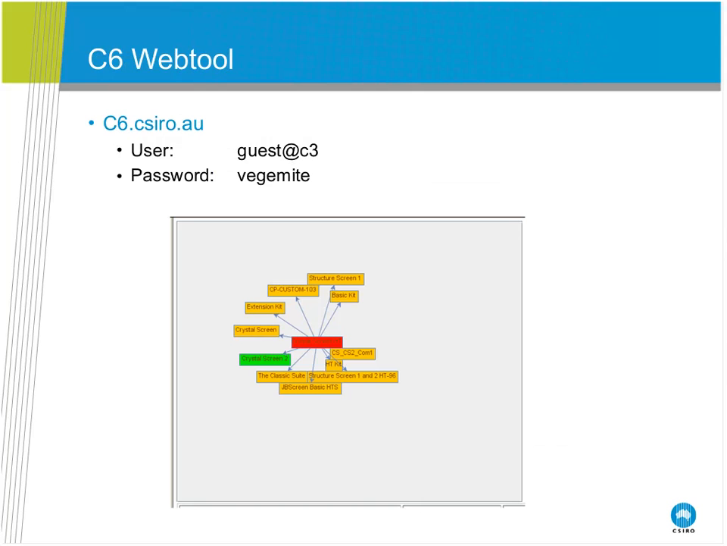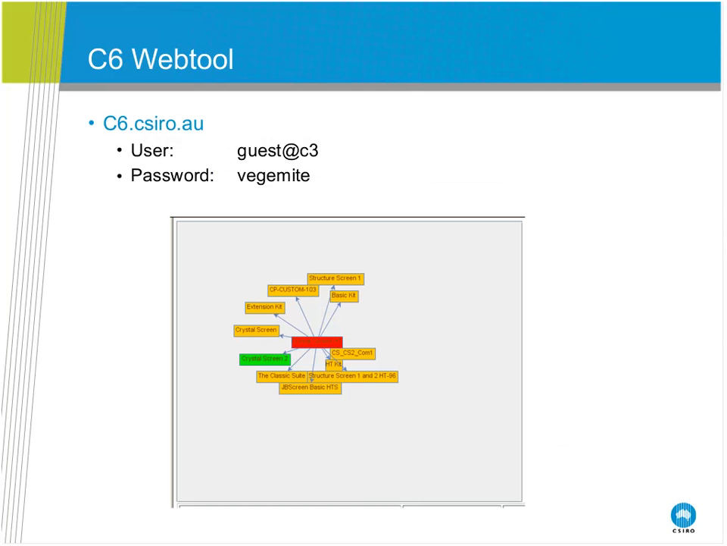And then here is a picture of the C6 web tool, which I encourage you to use. You need a username and password to use it. You can come in as guest at C3, and the password, hopefully easy to remember, is Vegemite. And here's a screenshot of one of the Java viewers that you can get out of that, and I really don't think my movie is going to work.